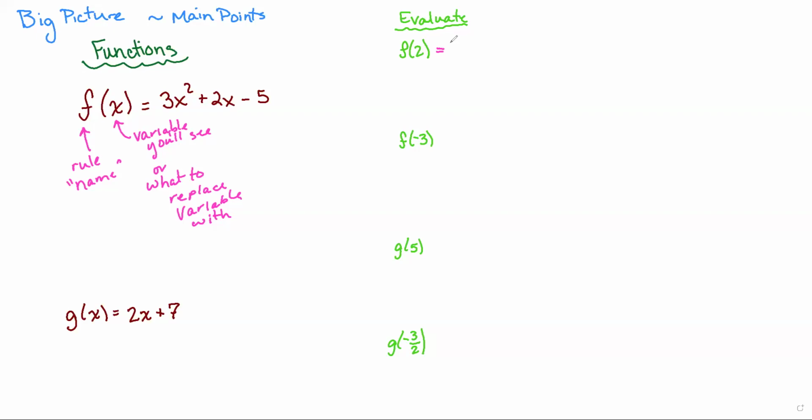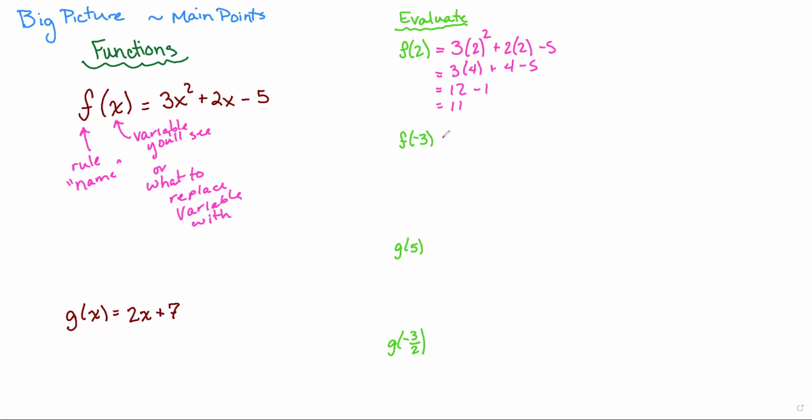And that means that I'm going to take my f function, which is the 3, I come up with an x, and instead of an x, I'm going to replace it with 2. Use parentheses. It's a good idea. And then I have plus 2 times another x, which is going to be replaced with a 2, and minus 5. And I get to simplify this, meaning I'm going to do my order of operations, find out how much it is worth. So this is 3 times 4 plus 4 minus 5. So this is 12 minus 1, which is 11. So f of 2 is 11.